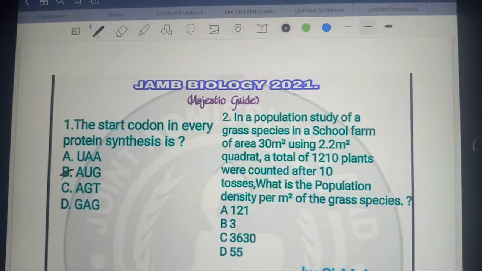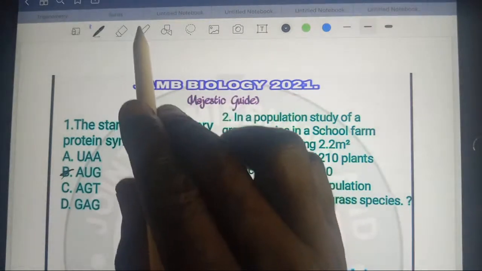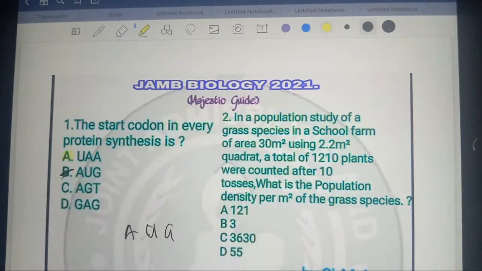Remember, in protein synthesis, we have the start codon, and that is methionine, irrespective of the protein that is to be synthesized. And the base coding is adenine, uracil, guanine. That's adenine for A, uracil for U, and G for guanine. That's the start codon. Whereas option A, as you can see there, is actually a nonsense codon. This is nonsense, and it shows termination of protein synthesis. Then we move straight to question number 2.